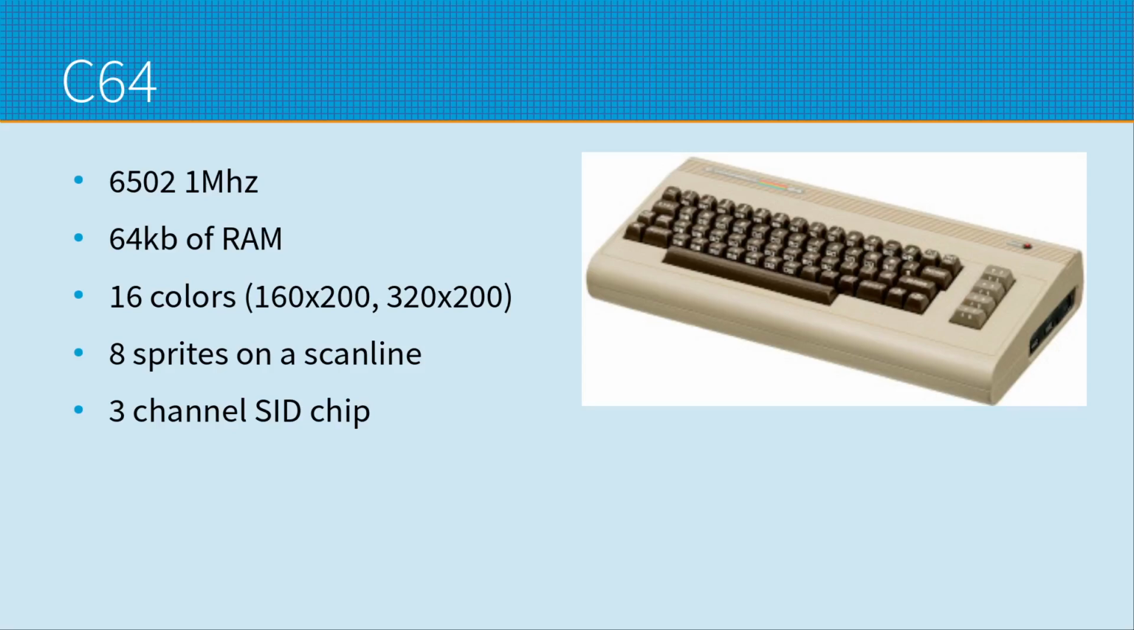So the next one is the Commodore 64, which was also the best-selling computer. Again, we have a 6502 like the NES, although it is clocked at 1 megahertz here. 64 kilobytes of RAM, 16 hard-coded colors, 8 sprites on a scan line, and a 3-channel sound chip. Back in 1982, there was pretty much nothing better than this. It was one of the best computers when it comes to gaming, with sprites, sound channels, and stuff.